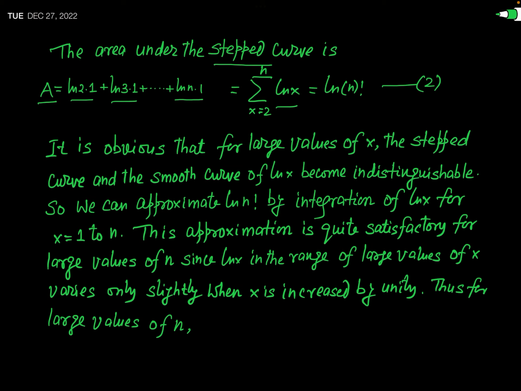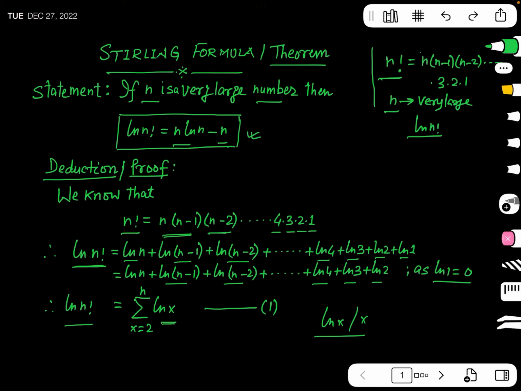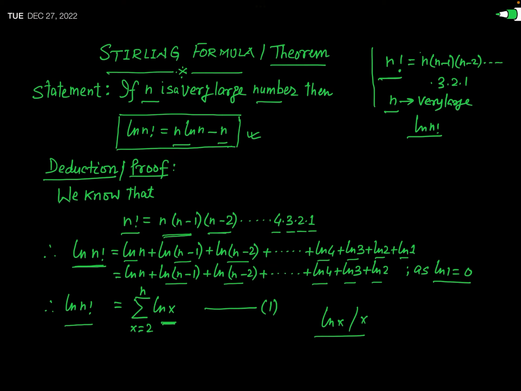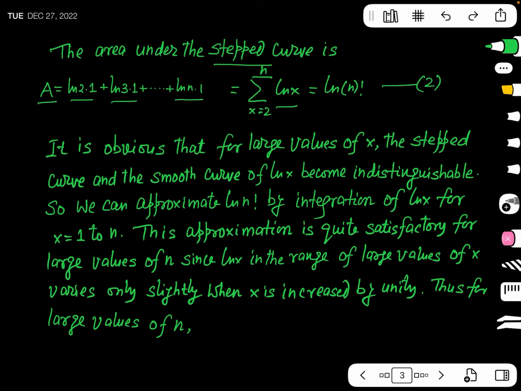Okay, but you have seen earlier that this expression, that is summation log x from x equal to 2 to n, is equal to log n factorial. So there we can put, instead of this summation log x from 2 to n, we can write log n factorial. So you can see I have written here that this is equal to log n factorial.